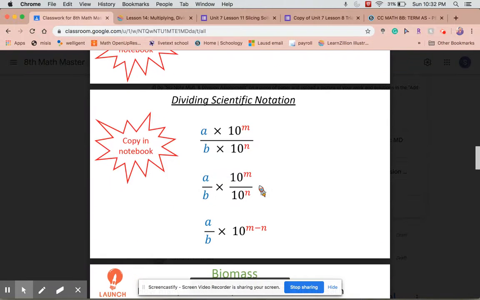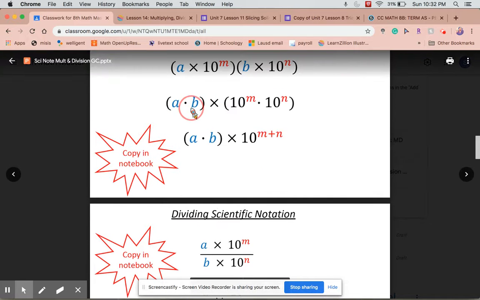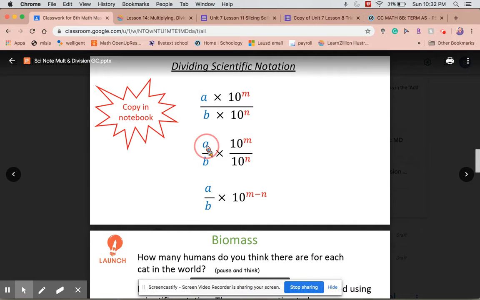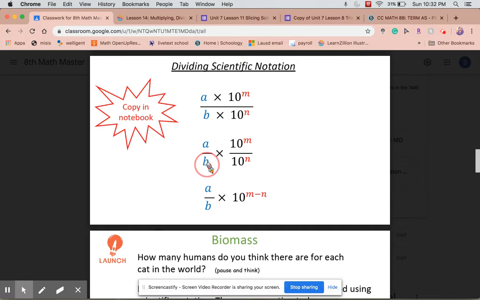Here's something else to add to your notes. Okay? Give you a second to pause and copy it. Hopefully you copied this into your notebook. Okay, when we're dividing scientific notations, we separate it, just like how we separated it here. A over B times the base tens, and then we have an m and an n. Again, they can be different. That's totally fine.